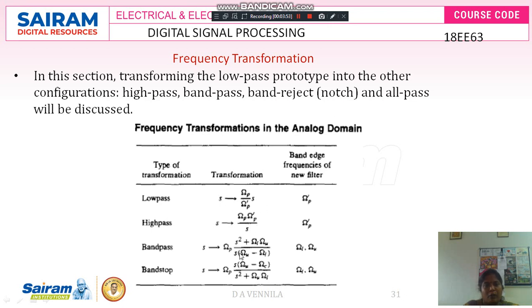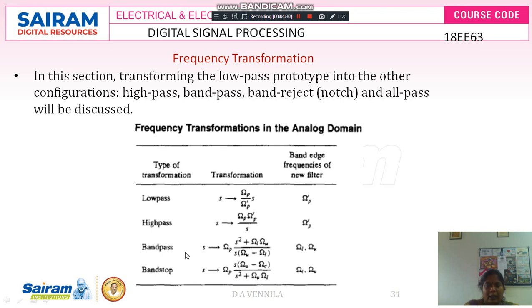In the S domain, if you want to do frequency transformation, we can do this type of transformation. Low pass to low pass means the same low pass filter: if the given specification is low pass and you want to transform to the same low pass, then S will be replaced by omega p divided by omega p dash into S, and the band edge frequency will be omega p dash. For high pass, S tends to omega p into omega p dash divided by S, and the band edge frequency will be omega p dash. And band pass means a band of the signal will be passing, so you will have upper and lower band frequencies.